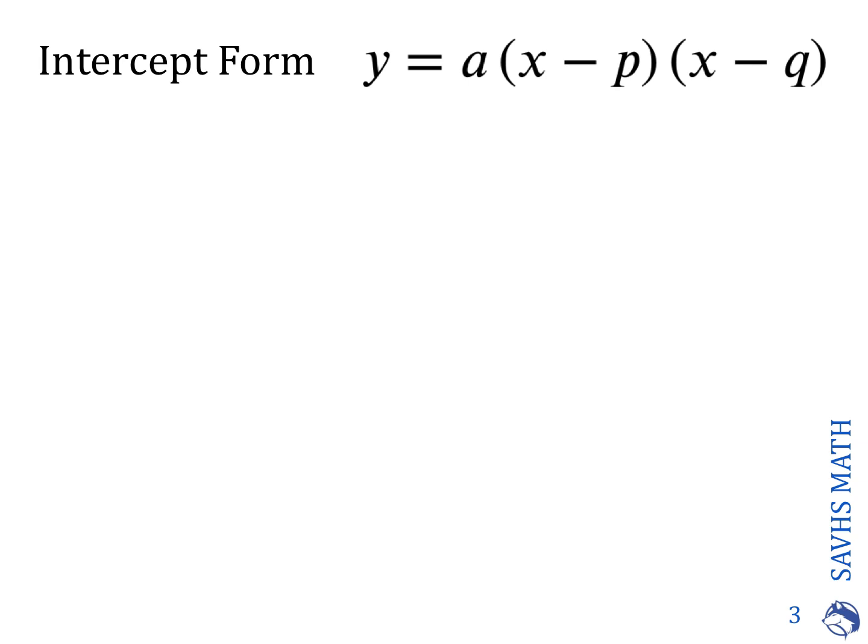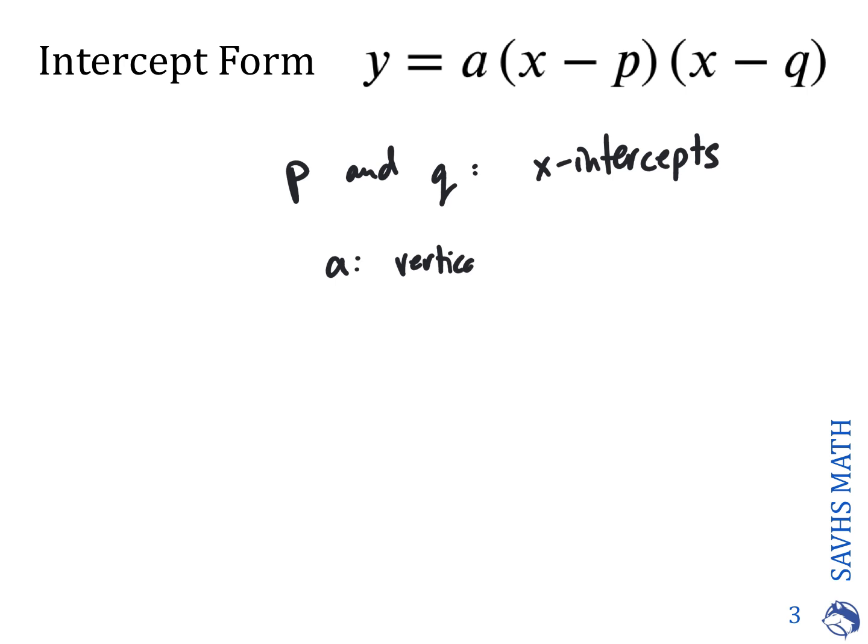So the form of Intercept Form looks like this. P and Q are the x-intercepts, the way this is written. And then A, just as it always is, is a vertical scale factor. I know you have notes from before Thanksgiving about what the scale factor does for us. It's the same with this form, so I'm not going to rewrite all that. But remember, stretch, compression and reflection is what can happen with our A.